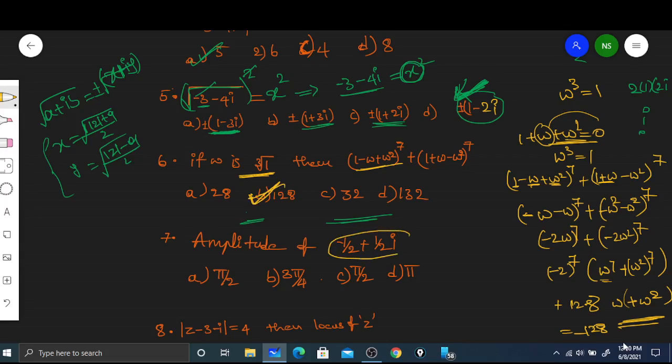Then the amplitude of this one. How can we find the amplitude for this? We all know minus 1 by 2 plus i root 3 by 2. We need to find theta. Theta is tan inverse of b by a, which is tan inverse of 1 by 2 whole divided by minus 1 by 2. So we'll get tan inverse of minus 1. What is tan inverse of minus 1?